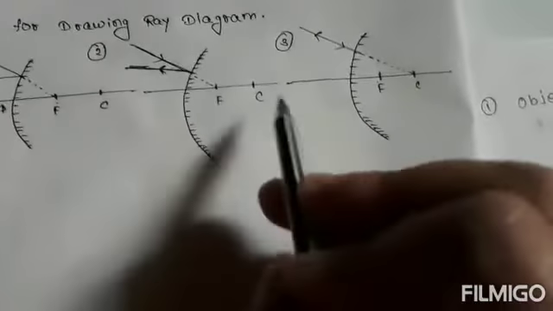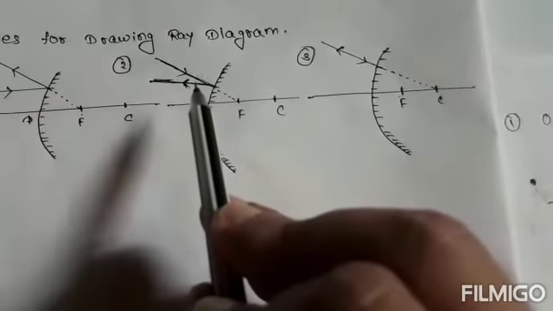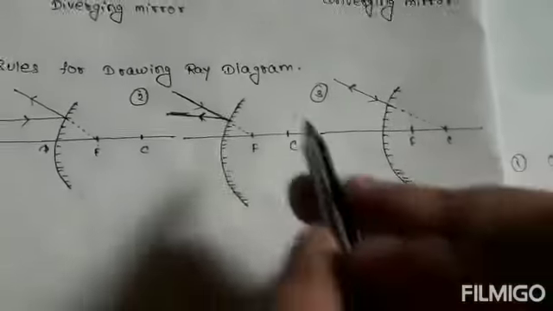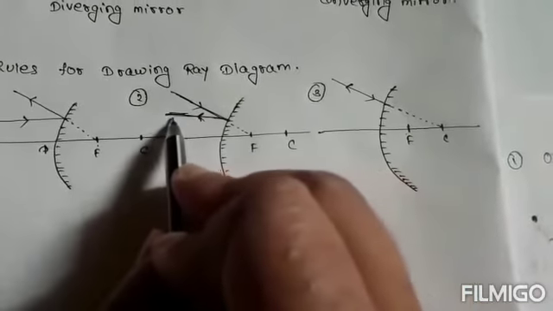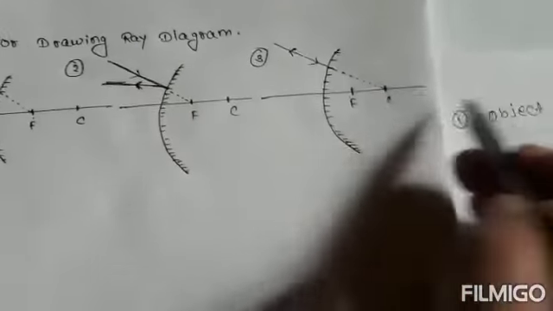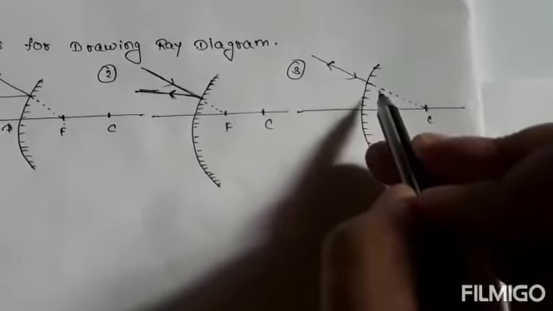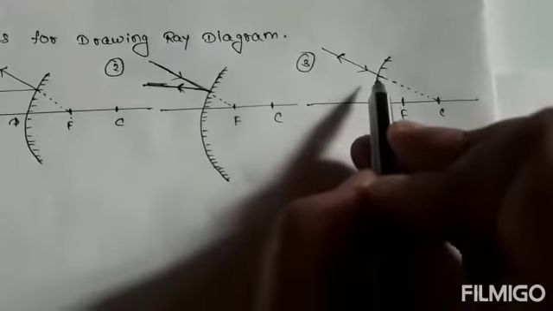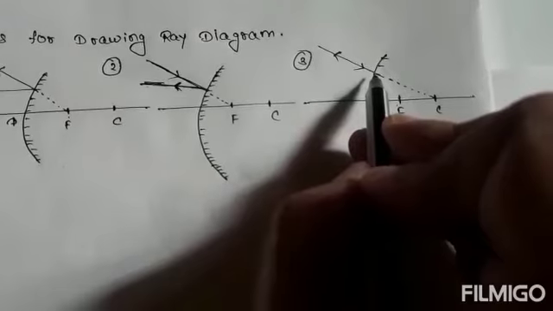Rule number 2. If a ray of light passes through the focus, then after reflection it is parallel to the principal axis. And in third rule, if a ray of light passes through the center of curvature, then after reflection it returns back in the same path.